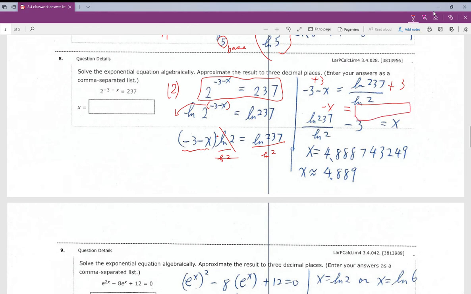But we need to solve for positive x. So you just put the negative sign on both sides. I just switch the left-hand side and the right-hand side. So my left-hand side goes to here, and the right-hand side goes to there. I just switch the sides.